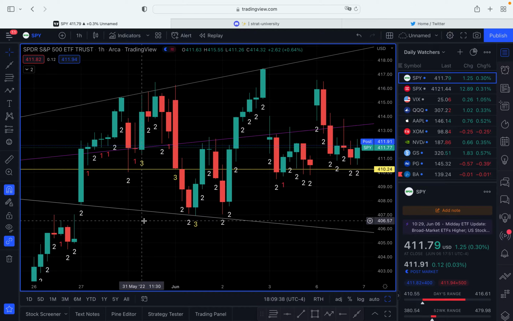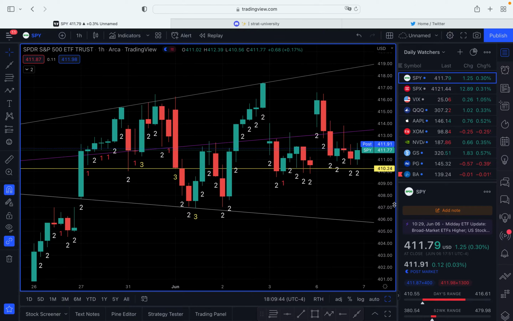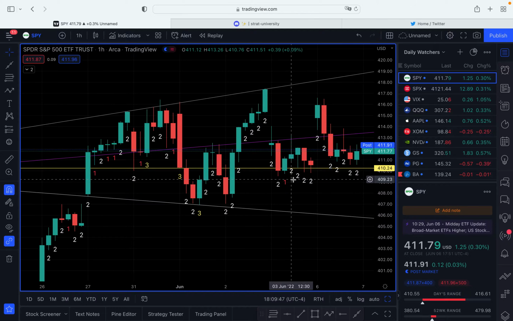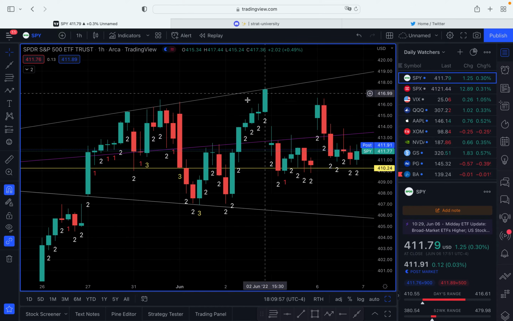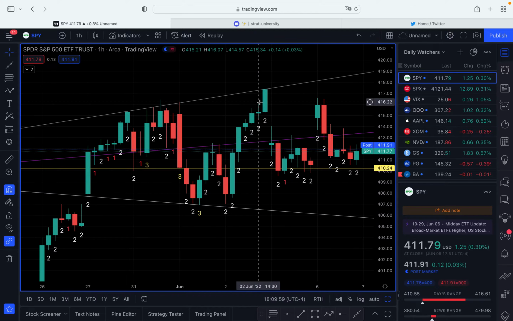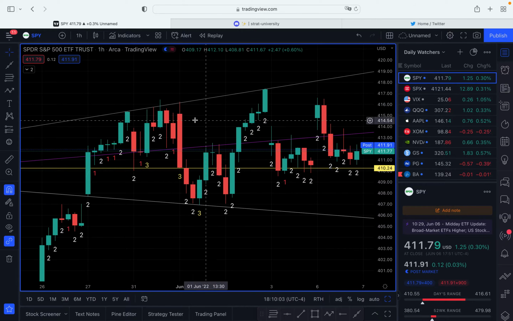How do we plot this thing? Where are these? Where are the broadening formations? How do we find them? One thing you got to know with broadening formations is that they appear on all time frames, and different time frames will have different broadening formations. This is the hourly. The high on this hourly is not going to be the high on the weekly, and it's not going to be the high on the monthly. This is just the high on the hourly.